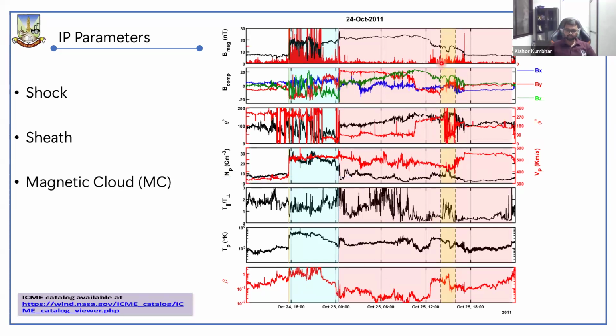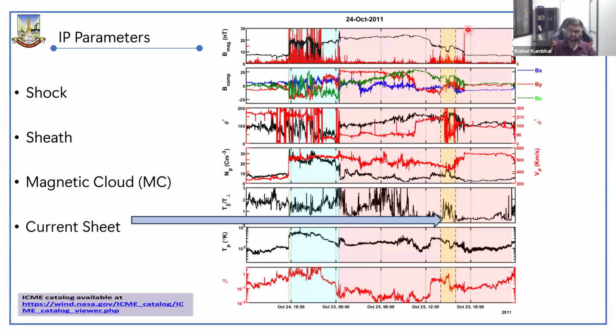Fine. So in this plot, we can see we have marked a particular region, this yellow shaded region, which will be our area of focus throughout this talk or throughout this study. Basically, our observations suggest that this particular region is nothing but a current sheet. So let us see how we were able to reach this conclusion, whether it is actually a current sheet or something else.